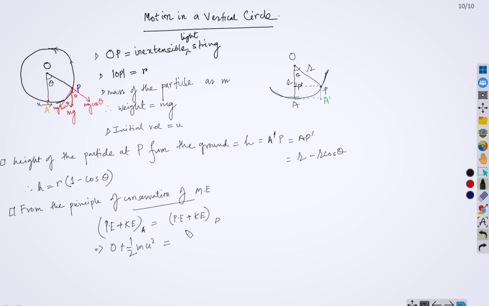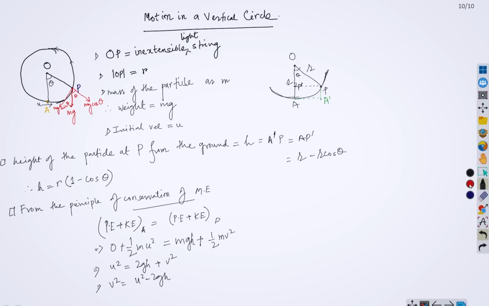Yes. Now potential energy at point P, how much is it? It is mgh. Yes. As I mentioned, we required h. And kinetic energy at this point is half mv square. Yes. Now we have to simplify this. It is u square equals 2gh plus v square. So you obtain u square equals 2gh plus v square. This implies v square is u square minus 2gh.